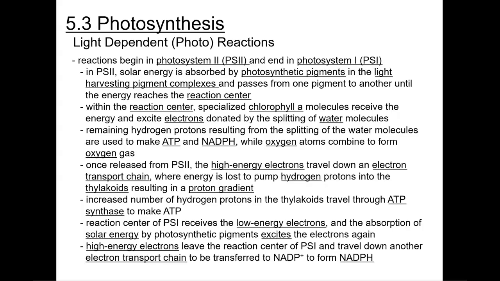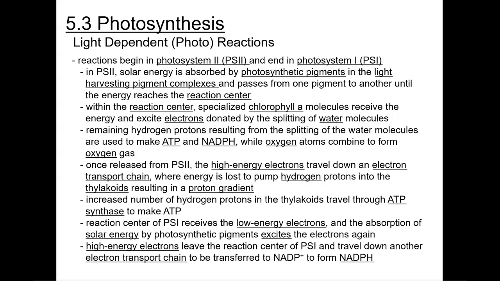Remember, photosystem 2 was discovered after photosystem 1, but it actually occurs first. And it's going to end in photosystem 1. So in photosystem 2, solar energy is going to be absorbed by photosynthetic pigments in the light harvesting pigment complexes. It's going to pass from one pigment to another until the energy reaches the reaction center.